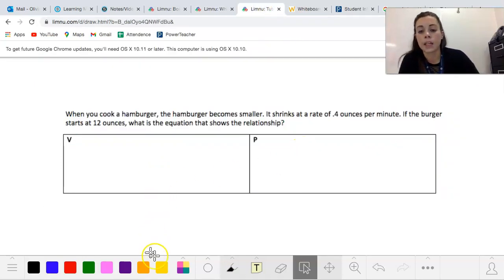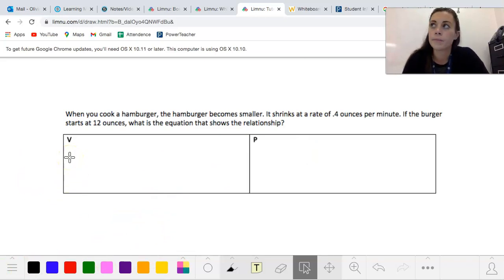All right, let's talk about it. So on this one, it says, when you cook a hamburger, the hamburger becomes smaller. Did you guys know that? It's true. It shrinks at a rate of 0.4 ounces per minute. If the burger starts at 12 ounces, what is the equation that shows this relationship?